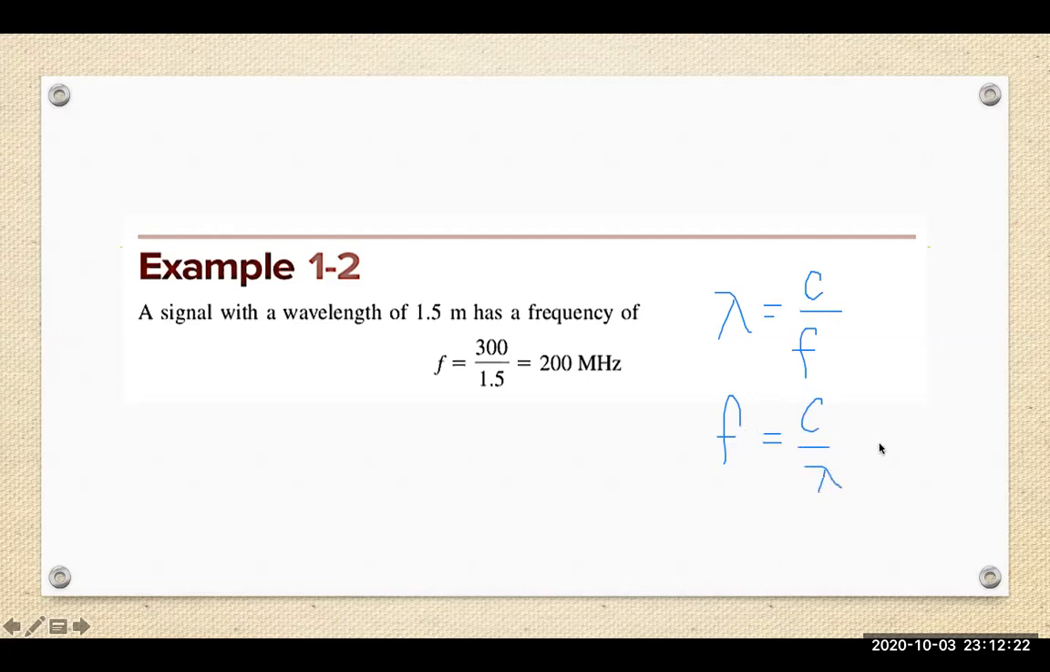Now the unit will become hertz. Okay, so since we are going to use this representation, it means that the prefix that we are to use is mega, or times 10 raised to 6 here. So 300 times 10 raised to 6 divided by 1.5, so we have 200 megahertz as the value of the frequency for a wavelength of 1.5 meters. Okay, now let's go to the next page.